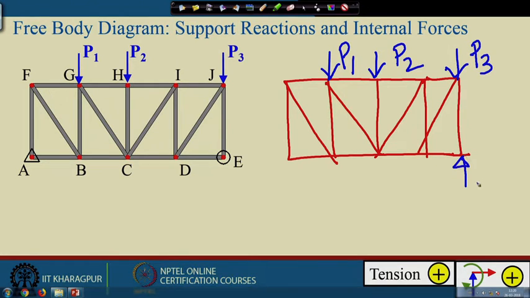So, there will be one reaction only, which is Ey, and then at A there will be two reactions, one in this direction, another one in this direction, this is Ay and this is Ax. So, this is the free body diagram of the entire system. Right.